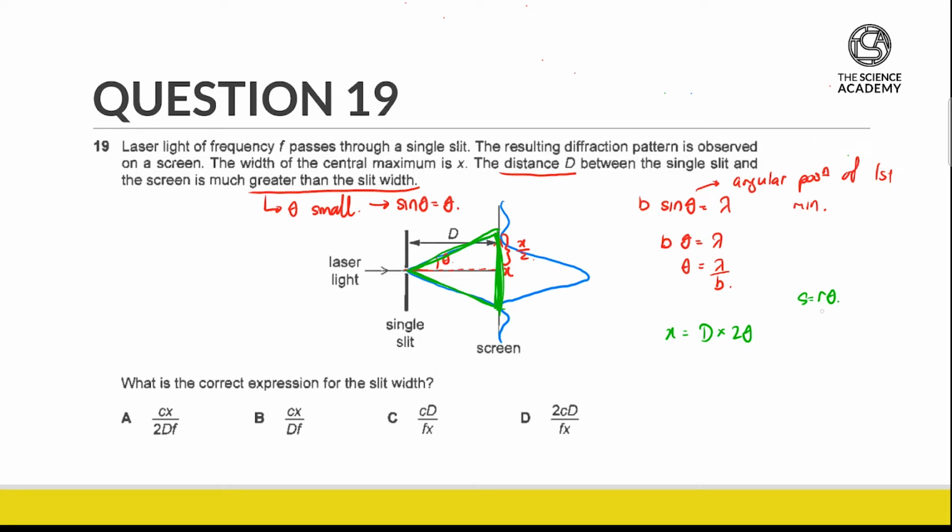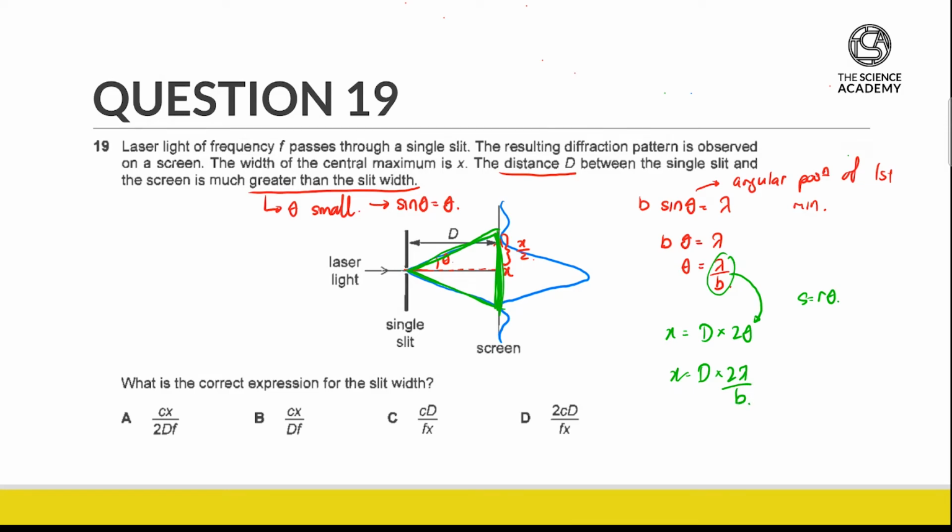So using the formula s equals r theta, where theta is the angle in radians, x is equal to d times 2 theta. So I'm going to sub in the value of theta that we had determined before. So x equals d times 2 lambda over b.